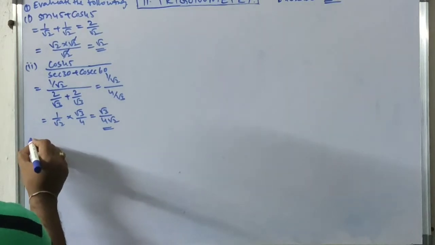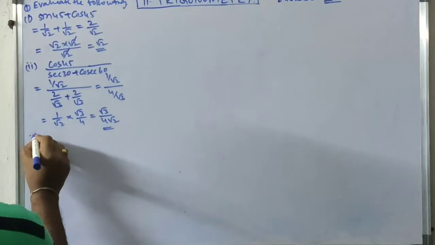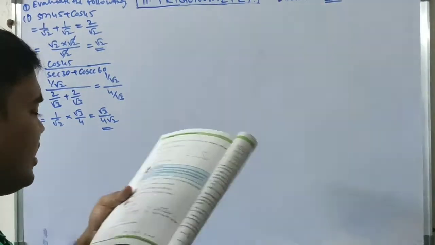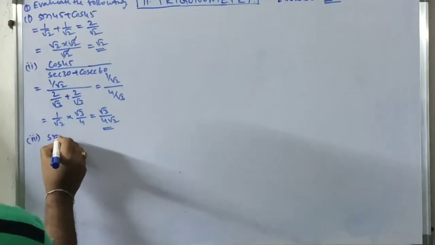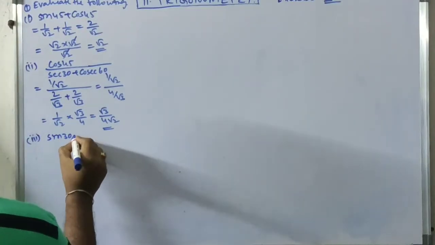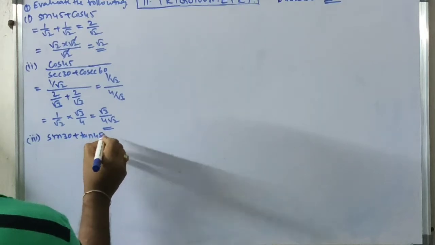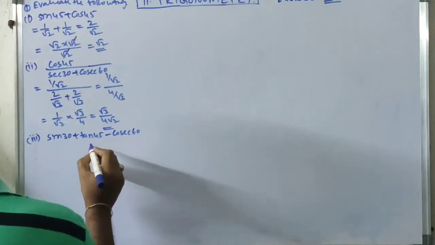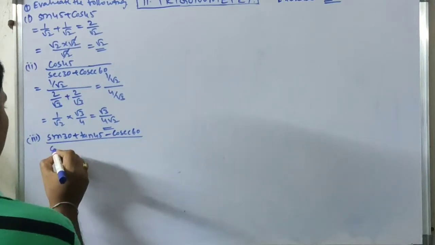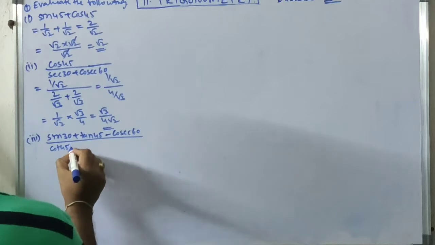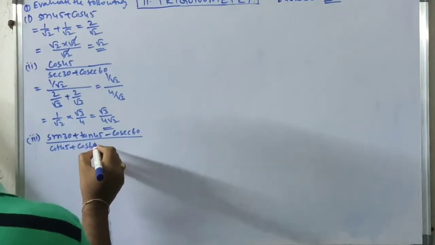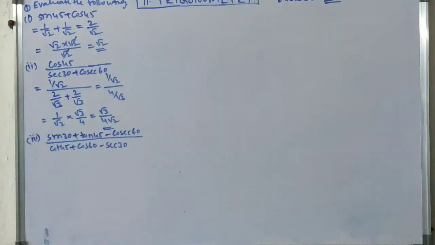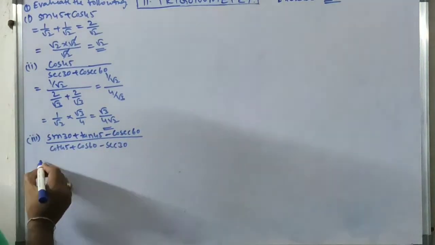Next, third one is sin 30 plus tan 45 minus cosec 60 by cos 45 plus cos 60 minus sec 30. Okay, so now we simplify this one.